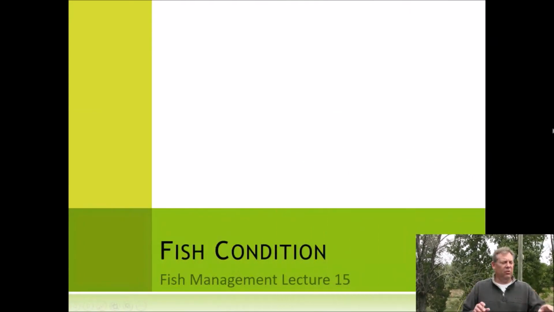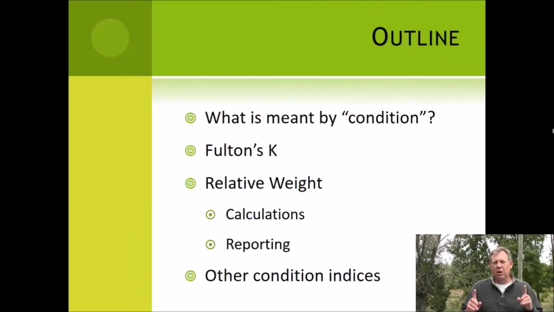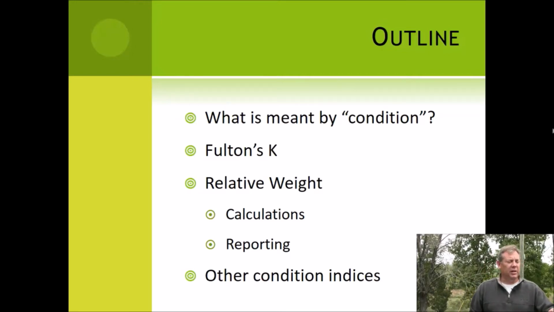Okay, so in these next few lectures, we're going to talk a little bit about fish condition. And we'll talk about what I mean by condition. And then one of the first measures of condition was Fulton's K. Then we'll spend a lot of time on relative weight, which is the common one we use today. And then we'll wrap it up by briefly mentioning some other condition indices.